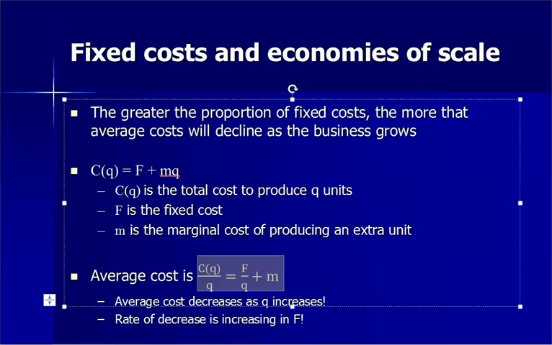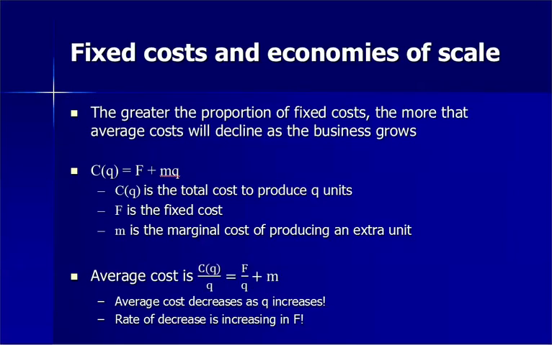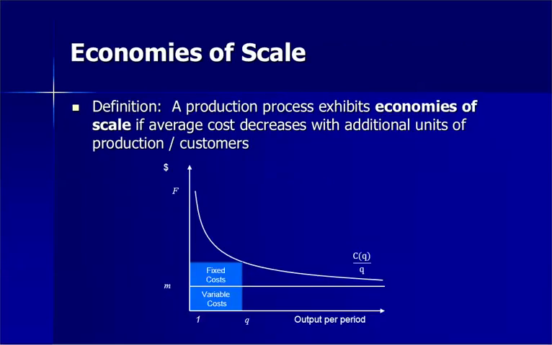Note here that the average cost decreases as Q increases. The rate of decrease happens to be increasing in F. That is, the more fixed costs matter, the faster is the rate of decrease as you produce more units. So this brings us to economies of scale. We think of a production process as exhibiting economies of scale if average costs decrease with additional units of production or as additional customers are served.